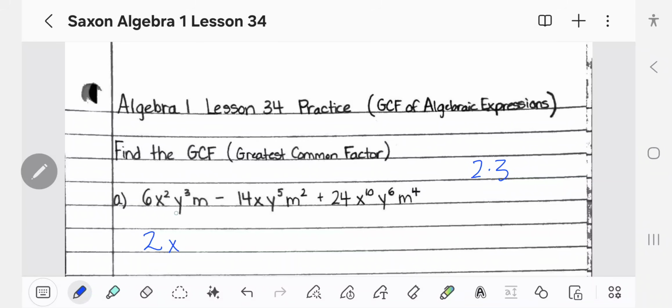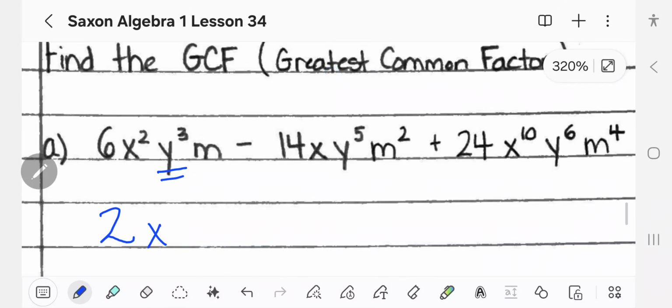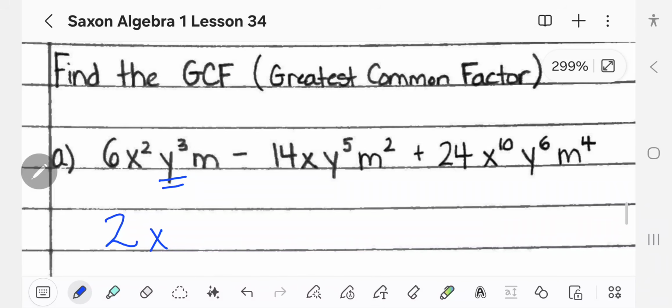All right, and then I've got a y. I've got a y that is cubed, I believe. For a, yes, that's y cubed. It's a little hard to see. Let me zoom in there. Okay, so that's a y cubed, and then we've got a y to the 5th and a y to the 6th. So they all have at least a y cubed.